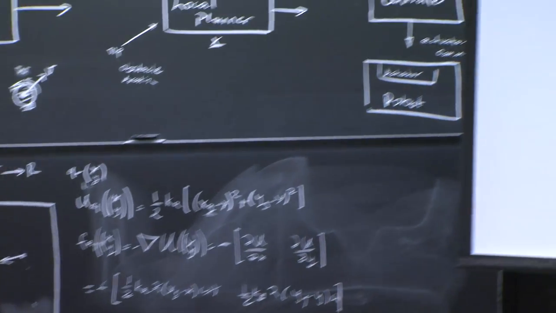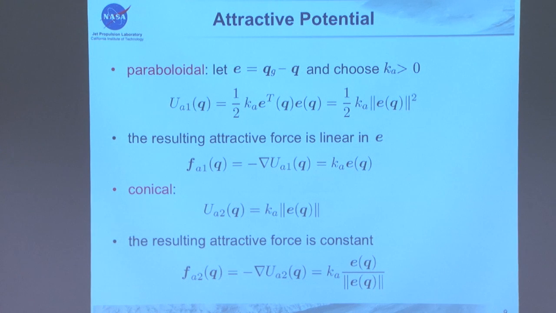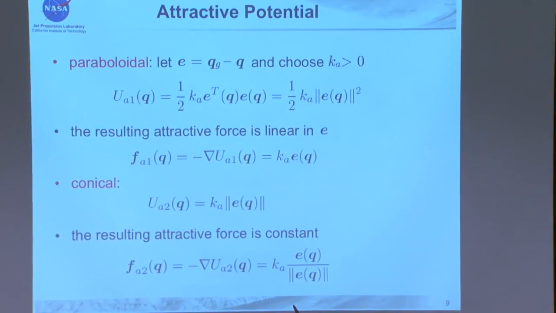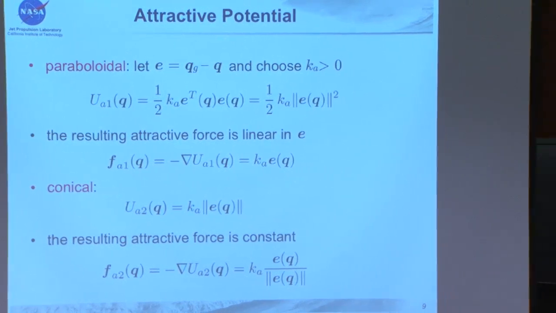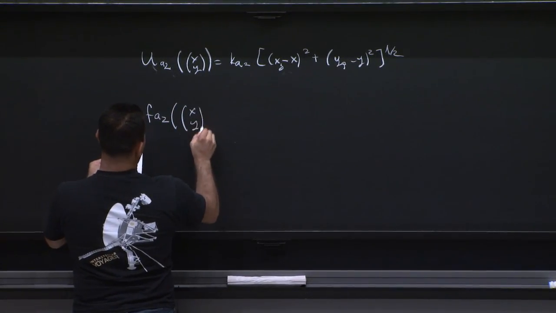You can do the same thing for this conical expression as well. It is a very similar structure. The only difference is it takes the length, not the length squared. And if you follow these steps as well, you can find the attractor force to be.